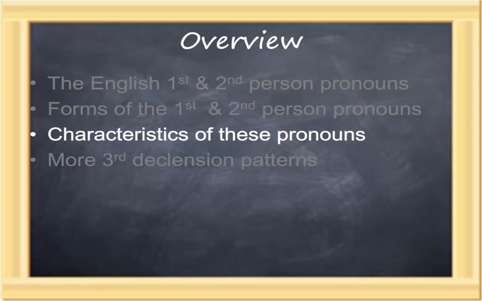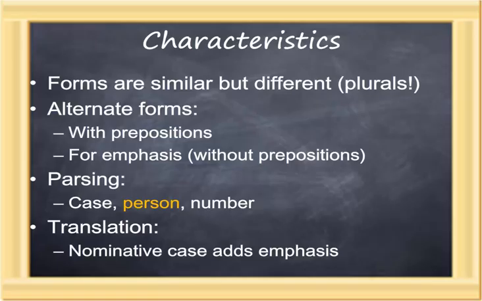We've noted some characteristics of these first and second person pronouns. Let's pull those characteristics together. The forms of the first and second person pronouns, their inflections, are somewhat similar to declensions we've seen earlier, but there are enough differences, especially in the plurals, that it makes sense to memorize them. They all have alternate forms. Those forms are used with prepositions, or they're used for emphasis when they're not used with prepositions.